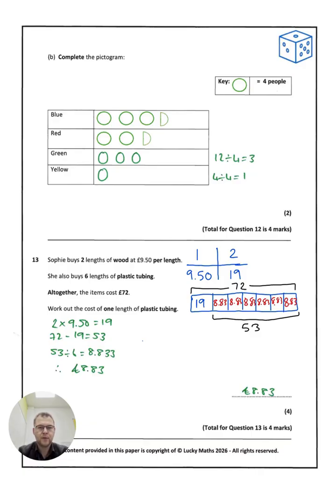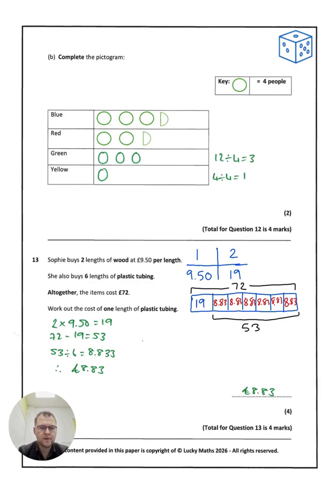Then we've got the pictogram to complete, which just obviously involves fractions. But the next question, again, is a good one to possibly just use a ratio table or a bar model to help visualize the problem. 1 length of wood, £9.50, 2 lengths of wood, therefore is £19. So that's the first step to this.